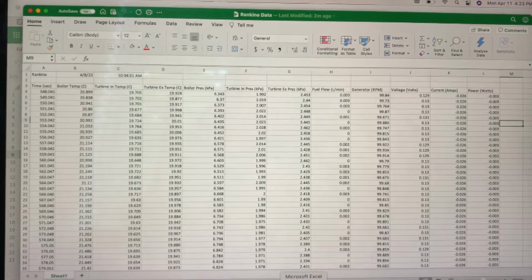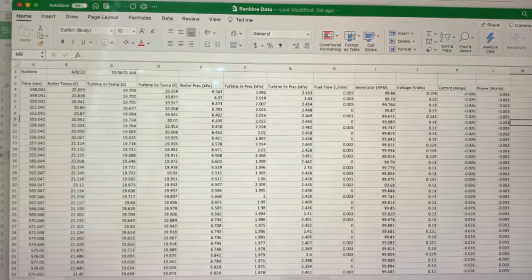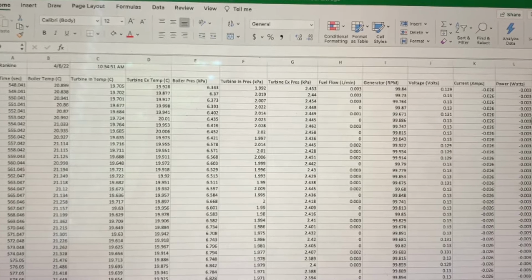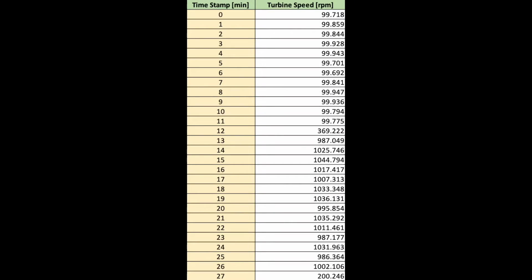After looking at our spreadsheet with over 1900 seconds of recorded data, we divided our sheet up into 27 minutes of readings. Just like Grayson discussed in his Rankine cycle overview, as steam starts to enter the turbine, it quickly jumps in rotations per minute and backs off towards the end of the cycle.